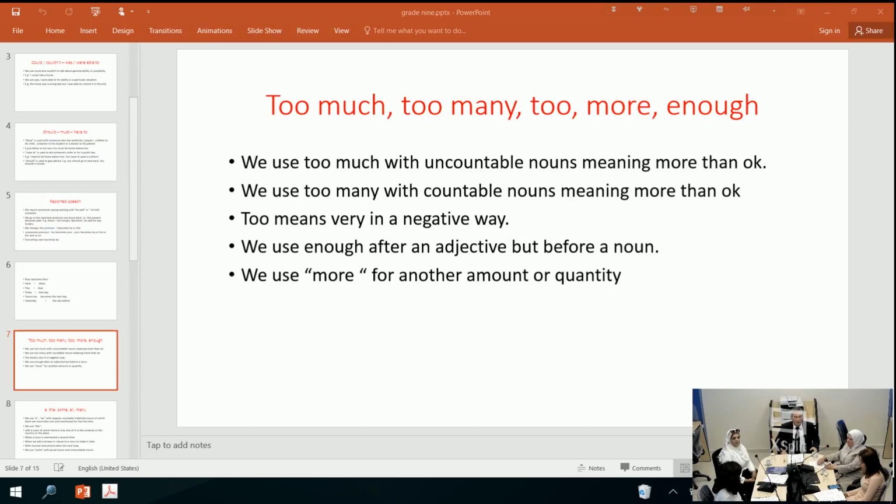We move to more. What do we mean by more? We use more for another amount or quantity. For example, I drank some coffee. I want more. Larger quantity. We need more bread for the picnic.